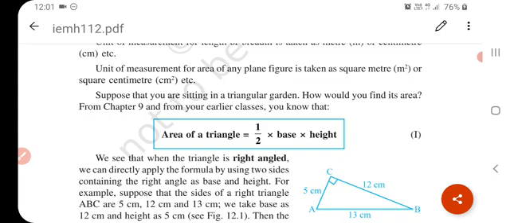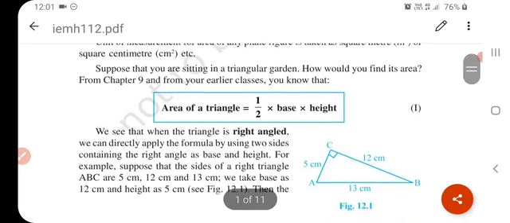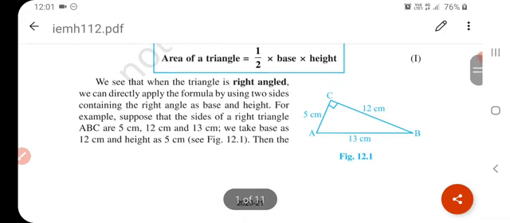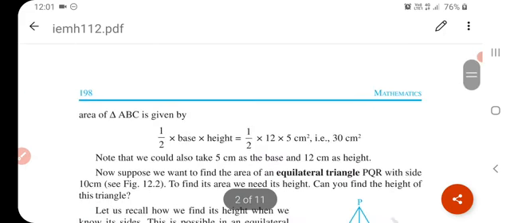For example, suppose the sides of the right angle triangle ABC are 5 centimeter, 12 centimeter, and 13 centimeter. We take base 12 centimeter and height 5 centimeter. Then the area of the right angle triangle is 1/2 into 12 into 5, that is 30 centimeter square. Note that we could also take 5 centimeter as the base and 12 centimeter as the height.